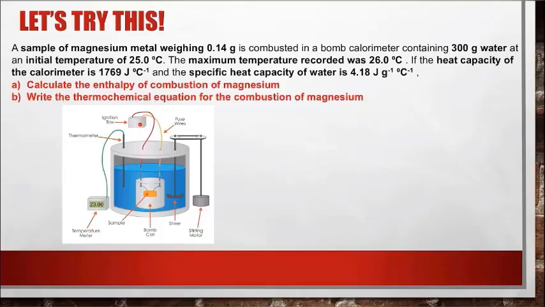Now, let's try to answer this question. The question says, a sample of magnesium metal weighing 0.14 grams is combusted in a bomb calorimeter containing 300 grams of water at an initial temperature of 25 degrees Celsius. The maximum temperature recorded was 26 degrees Celsius. If the heat capacity of the calorimeter is 1769 joule per degree Celsius and the specific heat capacity of water is 4.18 joule per gram per degree Celsius, calculate the enthalpy of combustion of magnesium and write the thermochemical equation for the combustion of magnesium.